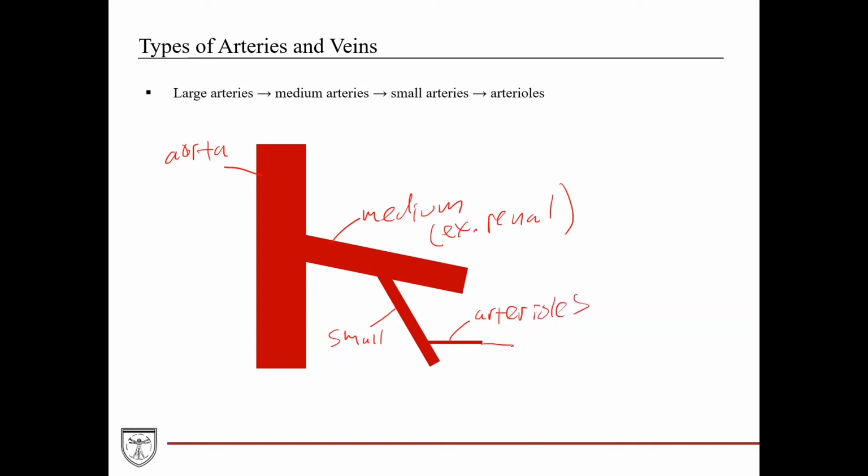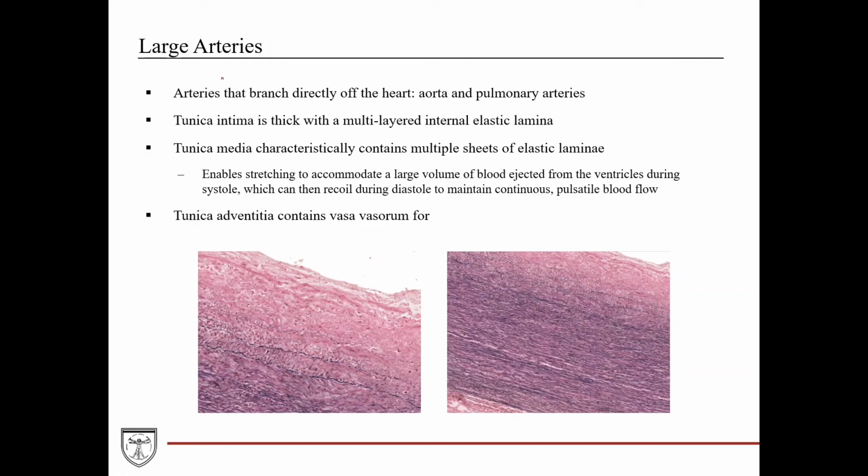And these are what bring blood to the actual capillary beds. So first you have large arteries. These are arteries that branch directly off the heart. So it would be the aorta and the pulmonary arteries.